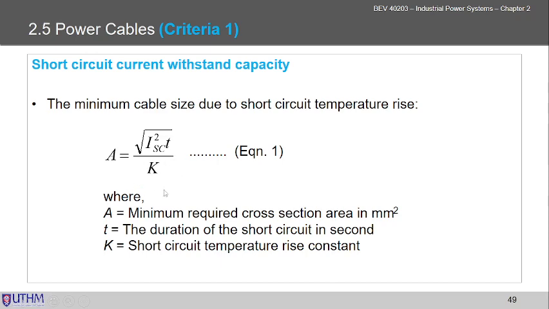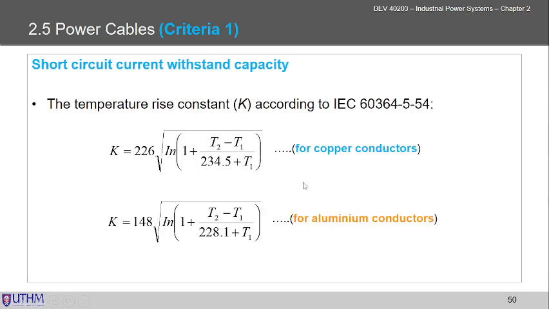Okay, we need to find out this one. It depends much on the insulation type. What type of insulation they use will affect the calculation of the K later on. K depends, according to the IEC standard 60364-5-54, on two types of conductor, the copper conductor and the aluminum conductor. So for the copper conductor, we have to use this formula to calculate the K. If aluminum, then this is the formula.